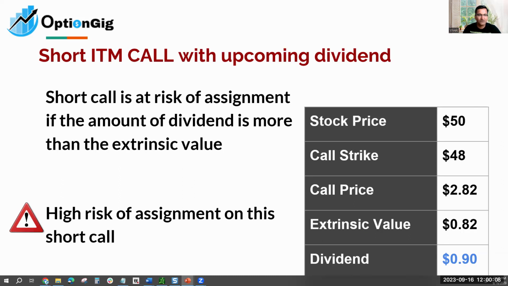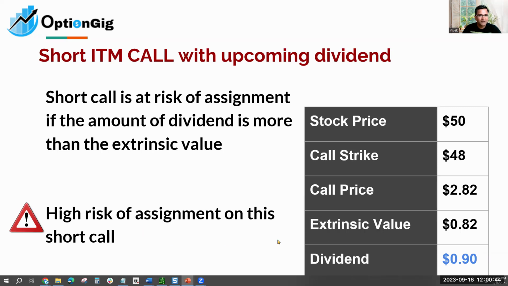The buyer of the call option, for them, this is a dividend capture strategy. By exercising it earlier, they are losing 82 cents, not losing, but this is extrinsic value left which they're not able to make use of. So kind of losing 82 cents, but they'll get the shares and capture 90 cents in dividend. So basically it's 8 cents of profit. That's one way to look at it.